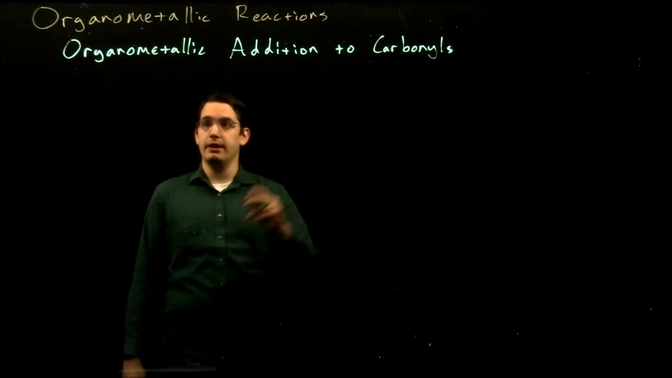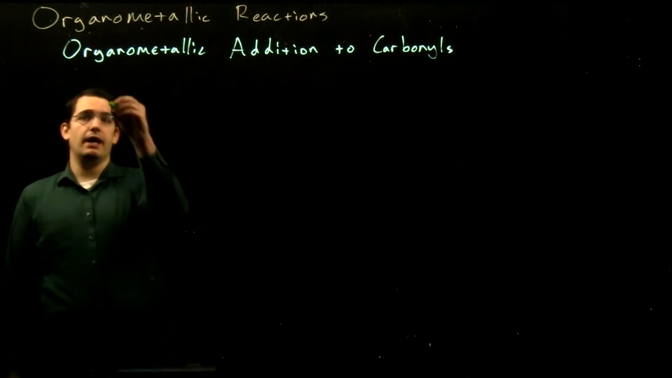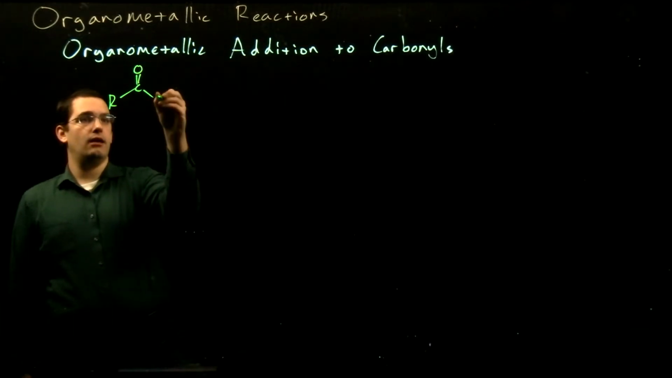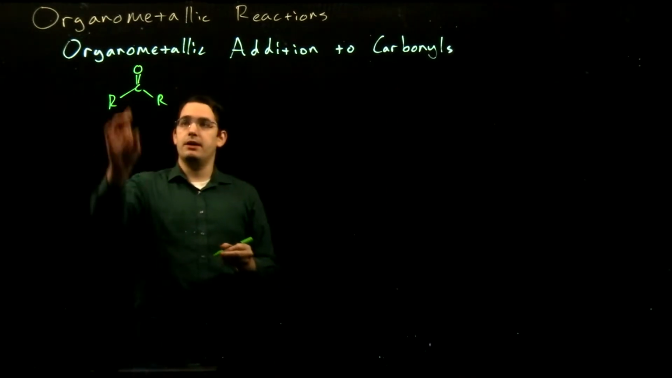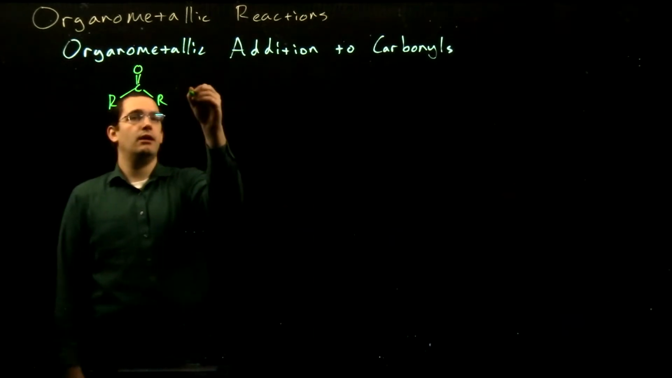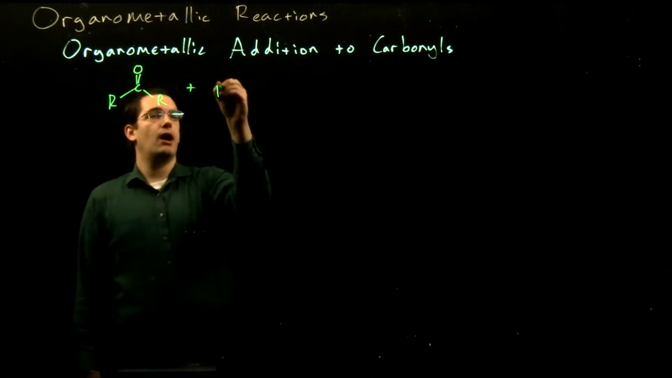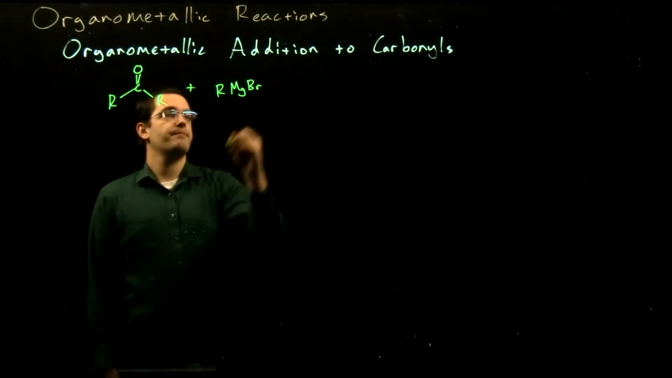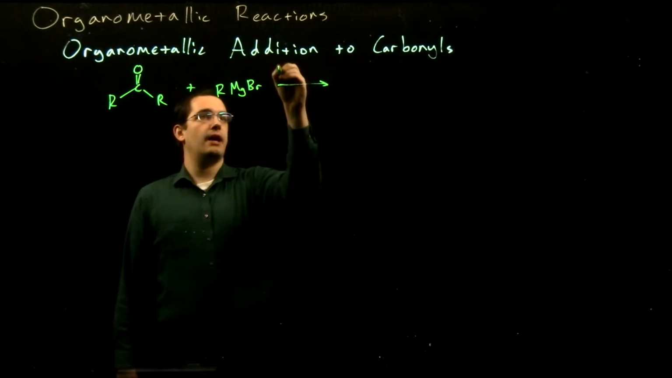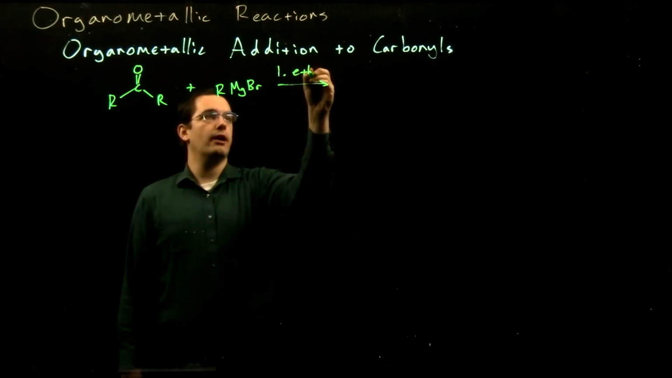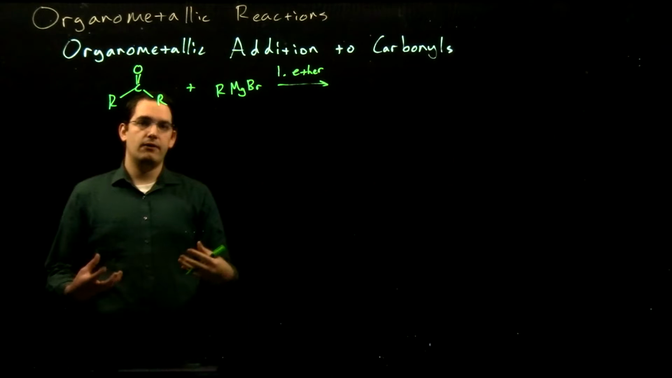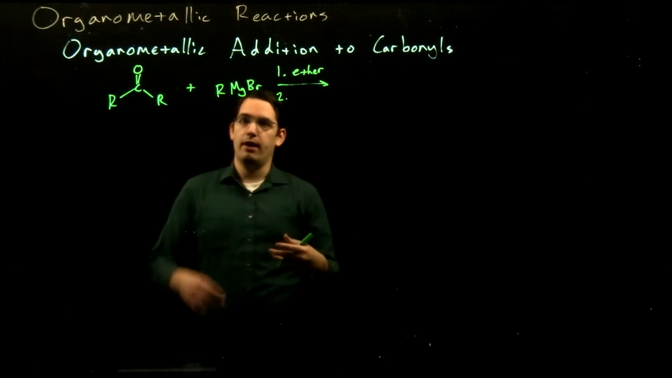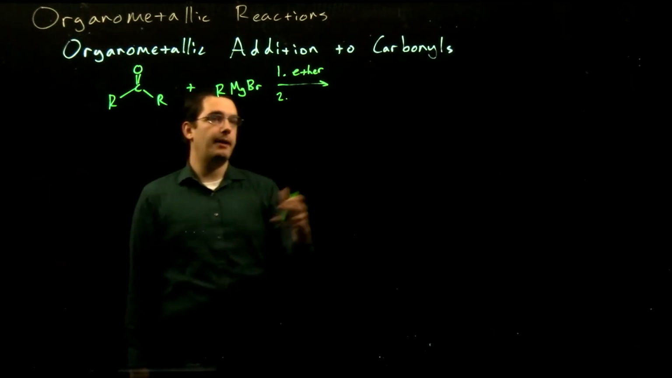One of our more useful reactions with our organometallic compounds is using that organometallic compound as a nucleophile to attack a carbonyl. So in this reaction, we're going to use a carbonyl. Again, my R groups are just indicating any kind of carbon chain here. So our carbonyls are carbon with a double bond to oxygen. We're going to react it with our organometallic compound, such as our Grignard reagent.